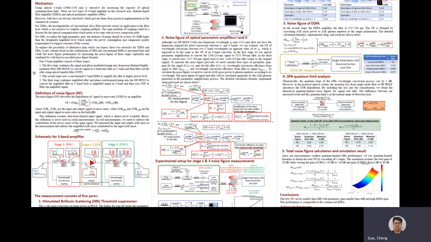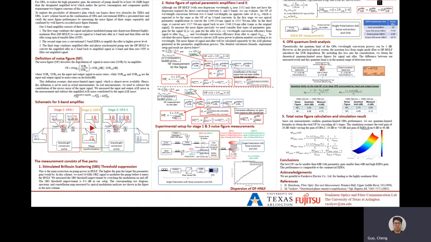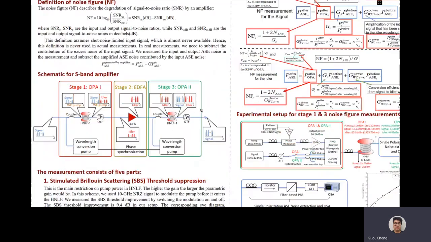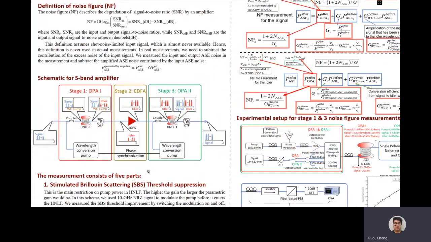In the first part, we give a simple explanation of the definition of noise figure. You can check this formula and explanation to understand the big picture of this parameter. Our experimental setup is shown here. We can see the system consists of two OPA and one EDFA.